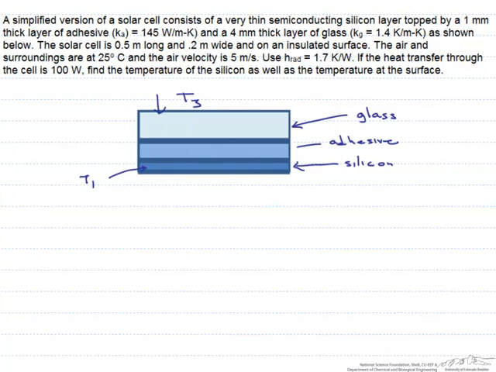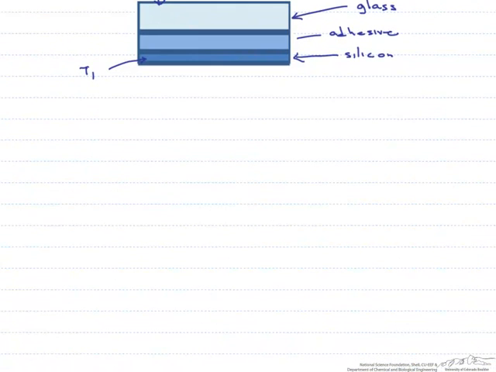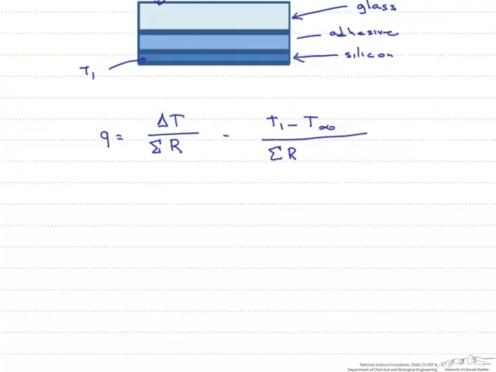So since we have heat traveling through different materials and through different modes, we can draw a thermal circuit and use the resistances to solve for our temperatures. So we're going to use as our governing equation that Q equals delta T divided by the sum of the resistances between those two temperatures. And in our case, we're going to say T1 minus T infinity, where T infinity is the temperature of the air, or 25 degrees C, is going to be the sum of the total resistances between them. So if we're trying to find T1, that's going to equal our Q times our total resistances plus T infinity.